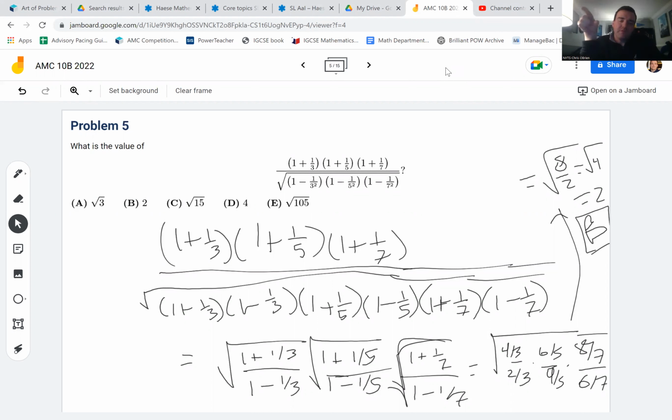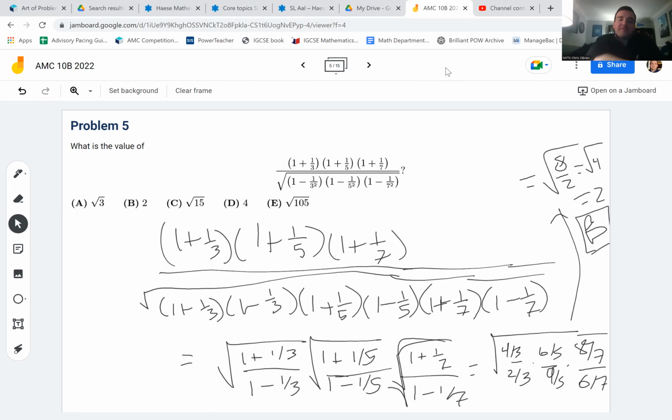So first thing I did was I noticed that the denominator is differences of squares, so I factored those out. So the top stays the same, the bottom is the square root of 1 plus a third, 1 minus a third, 1 plus a fifth, 1 minus a fifth, 1 plus a seventh, 1 minus a seventh, right?